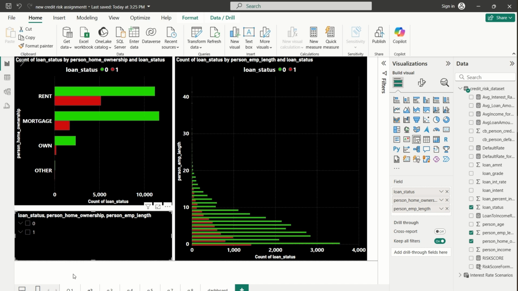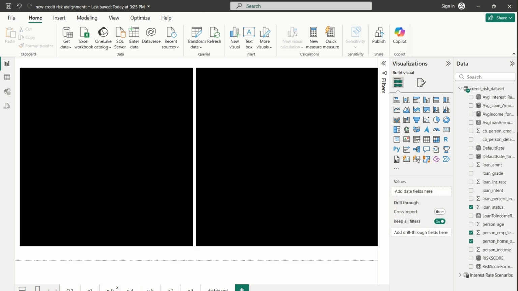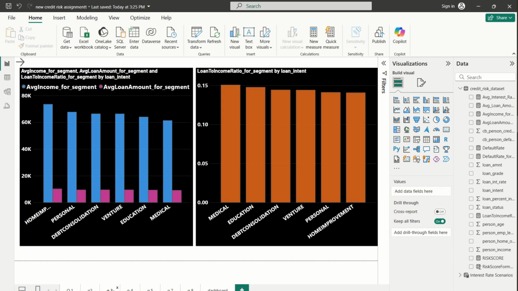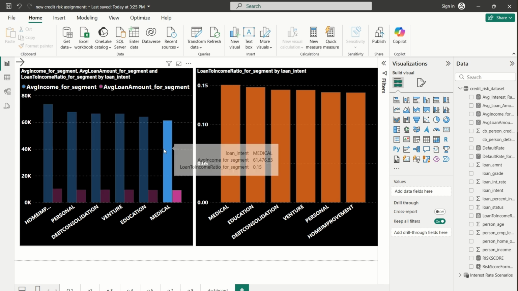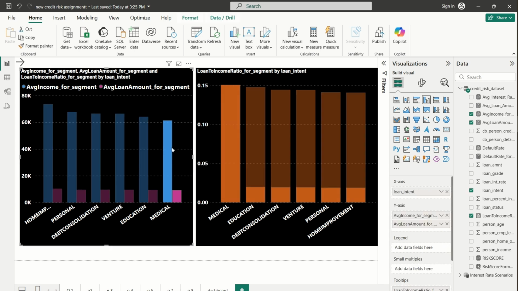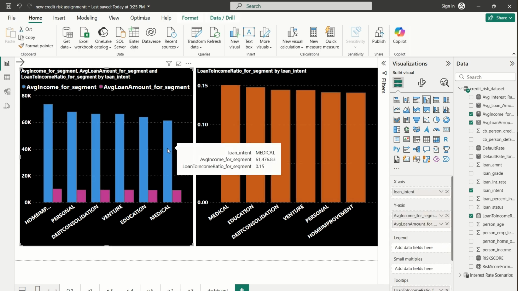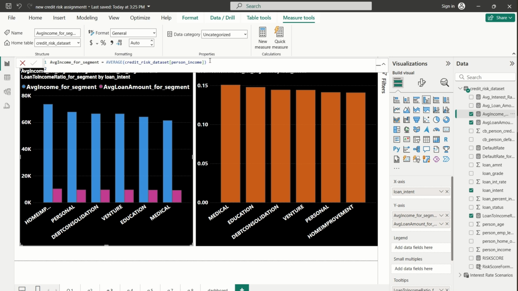Now, moving to question 3. Segment the borrowers by loan intent and visualize the average income and average loan amount for each segment. Which intent has the highest loan amount to income ratio? So for this, I have used DAX measures. So first one is average income for segment. So this is the formula for that.